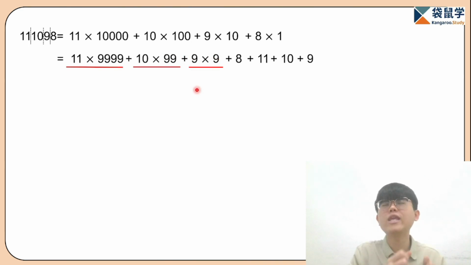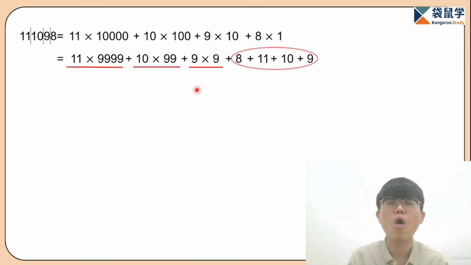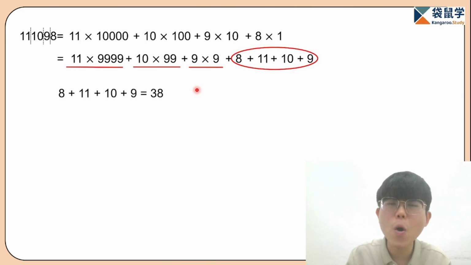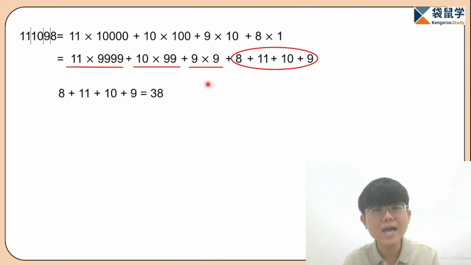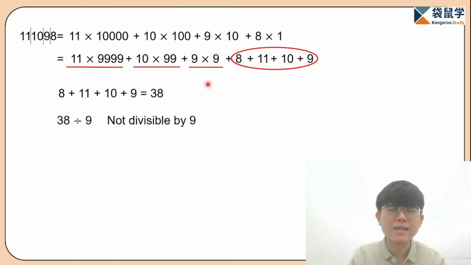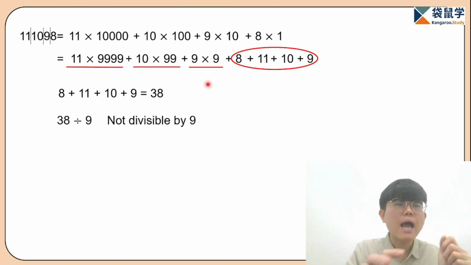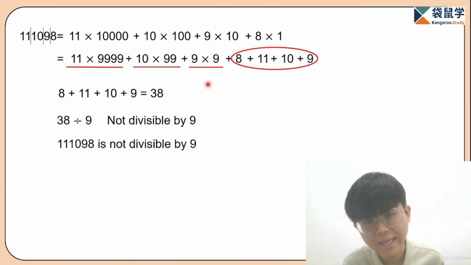So to check whether our number can be divided by 9 or not, you just have to observe the 4 numbers at the back, this summation here. If we add them all together, you will get 38. When we divide 38 by 9, you will see that it is not divisible by 9. So our 6-digit number here is also not divisible by 9.